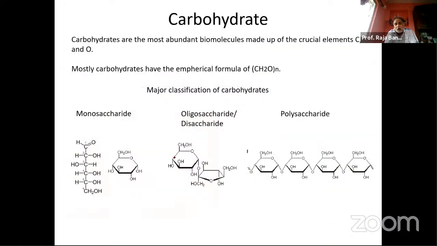So when we go to the carbohydrates, this is actually nothing but a recapitulation. These are the monosaccharides, where only one unit is there. Then there are oligosaccharides, where 2 to 10 units are connected, and this particular linkage is called the glycosidic link. In the case of polysaccharides, more than 10 units are connected.